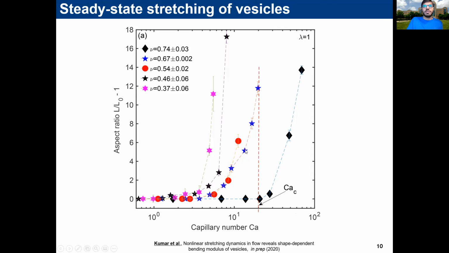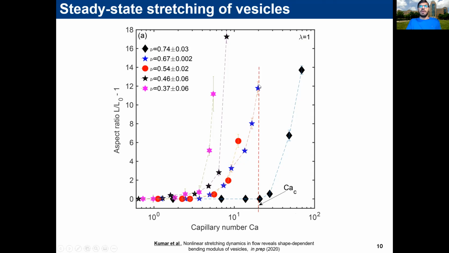So if you focus on these blue stars, up to this point, the vesicle did not form an asymmetric dumbbell, and after it formed an asymmetric dumbbell, this is the steady state shape. When you increase the capillary number, the vesicle will continue to stretch, and the steady state length will be higher.